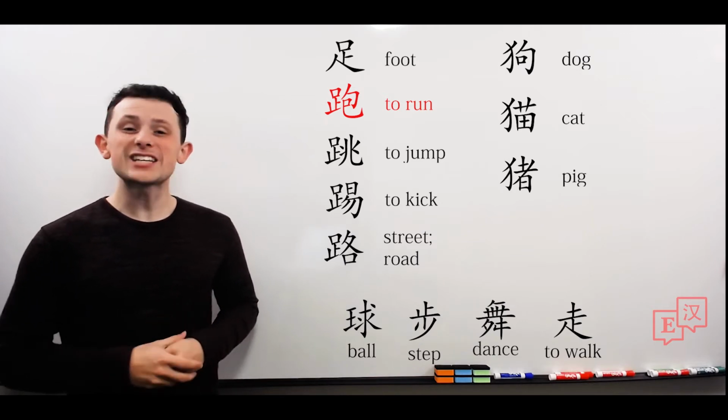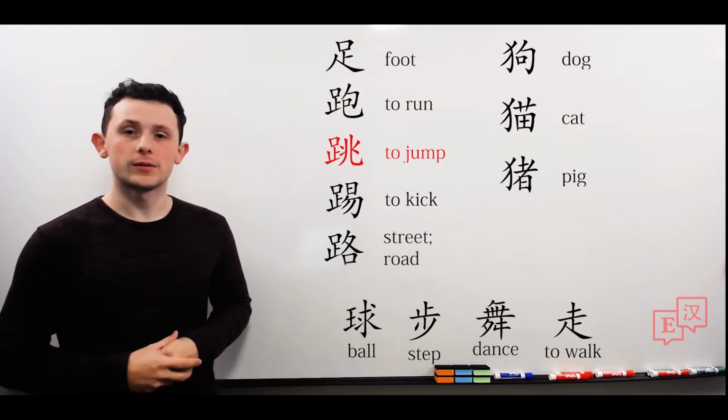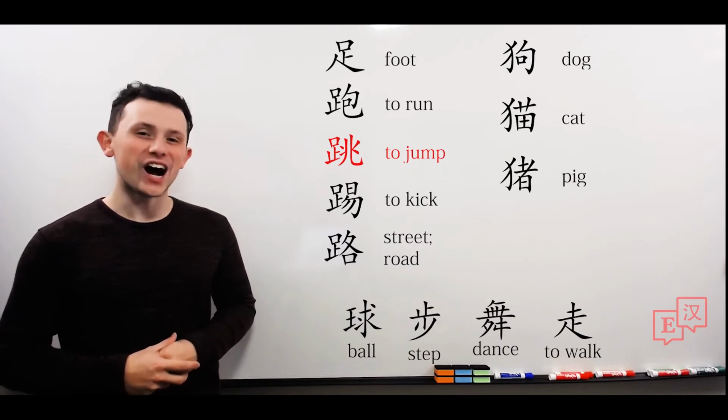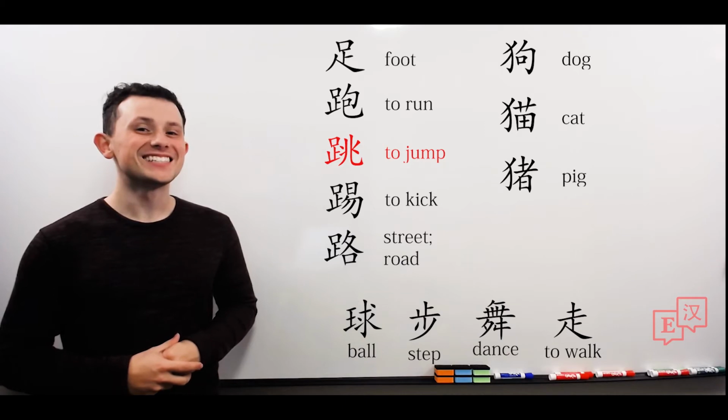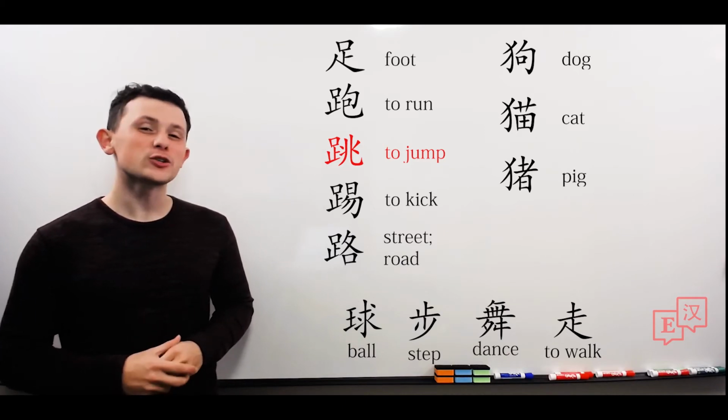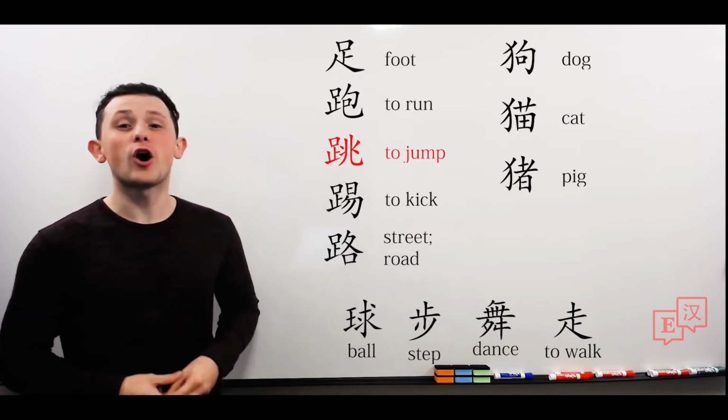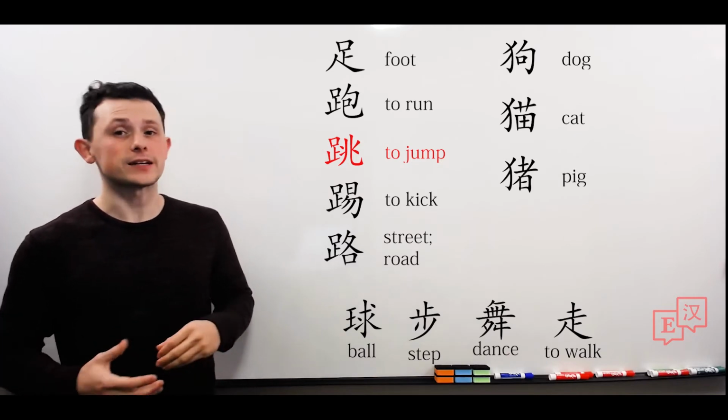Pao. Next, we have the character for to jump, pronounced tiao. Tiao. And this character will be used for any activity that involves jumping, for instance, dancing.